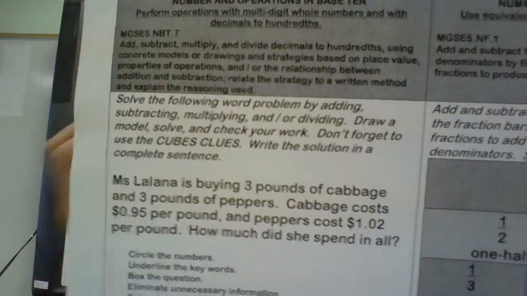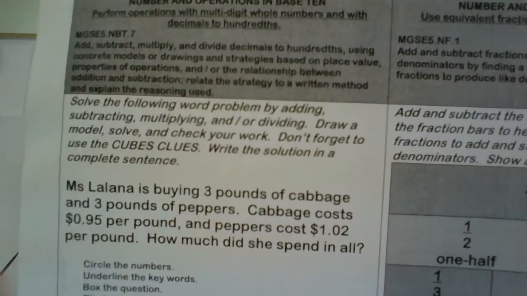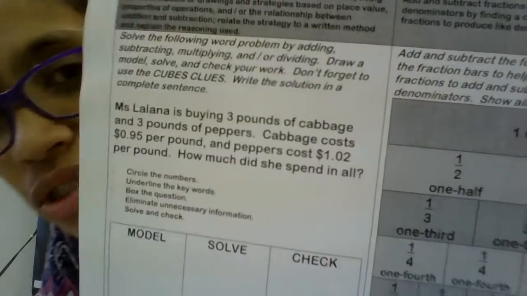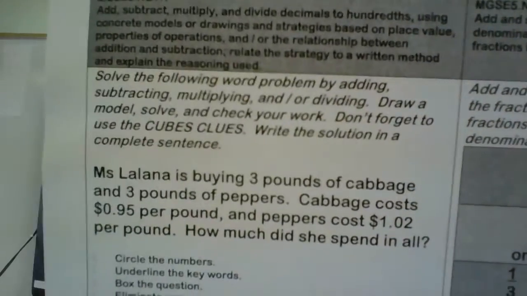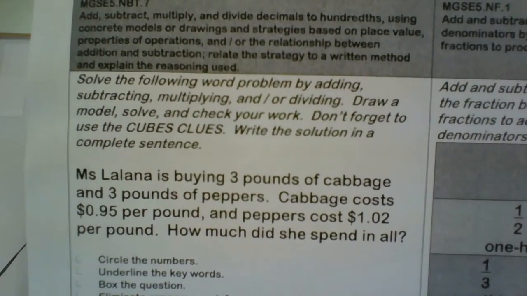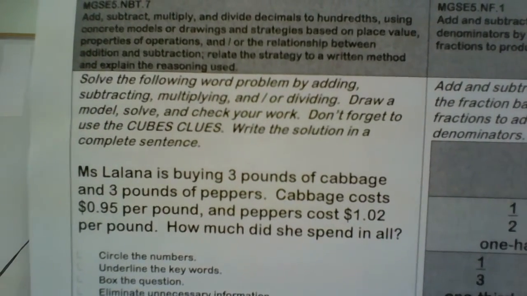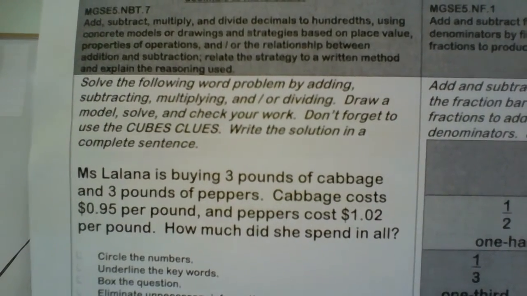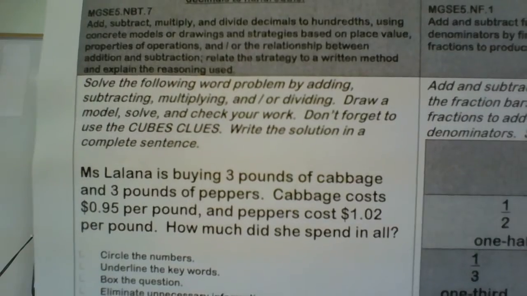All right, so what do we need to do? Read the directions right here. It says solve the following word problem by adding, subtracting, multiplying, and or dividing. Draw a model, solve, and check your work. Don't forget to use the cubes clues. Write the solution in a complete sentence.